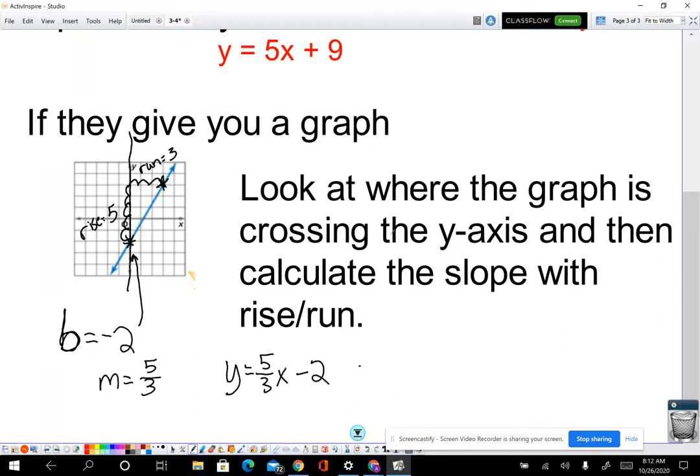So that's what they're looking for in this chapter, coming up with an equation of a line using the slope-intercept form. You either are able to get the slope and the intercept if they give you the equation, or you can create an equation by knowing the slope and the y-intercept and putting those into the equation.